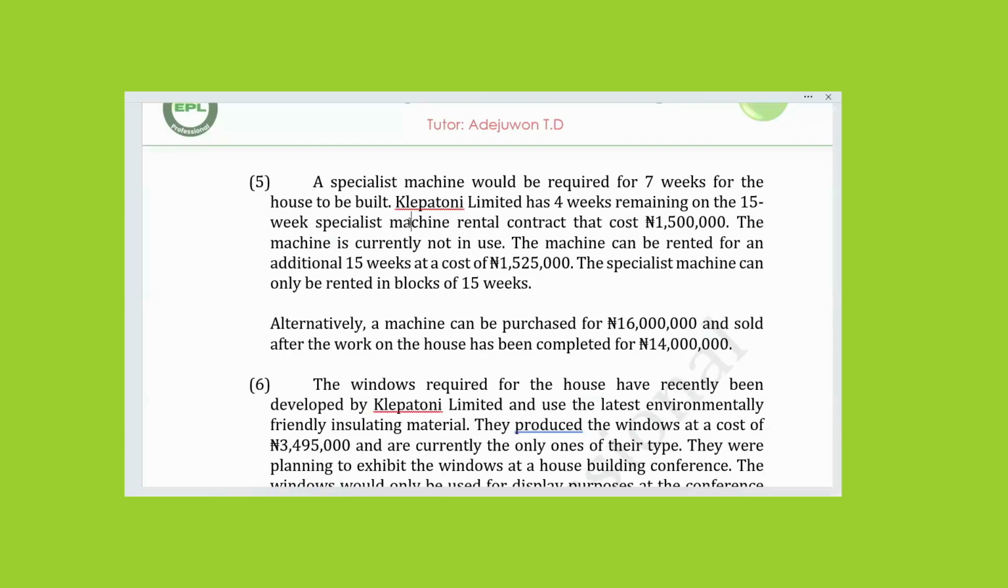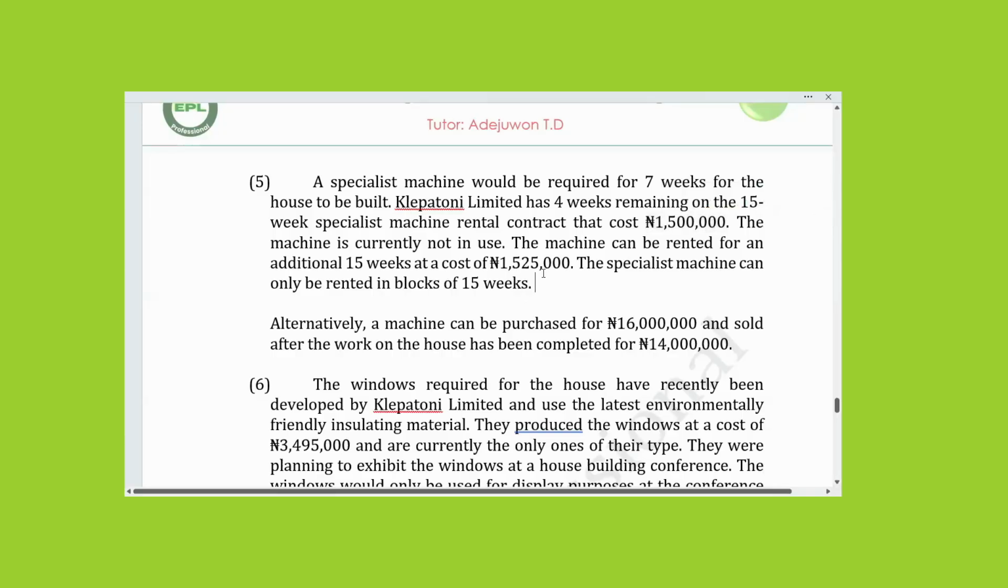Good evening. I would say it's a relevant cost because they actually need the machine. They would have to rent it again to cover the 15 weeks, since the 7 weeks is almost done. So I'll say it is a relevant cost and they should go ahead and rent it at 1,525,000. What about 1,500,000? What happened to that?